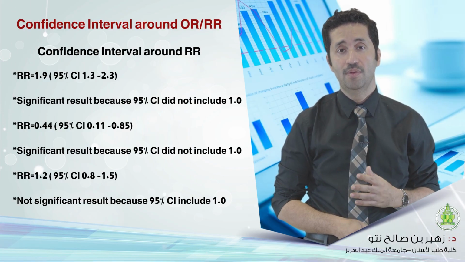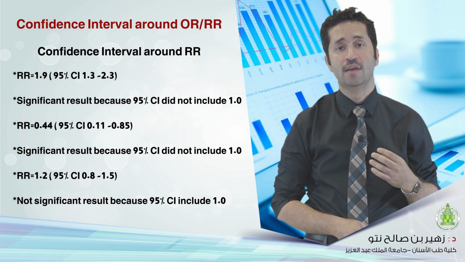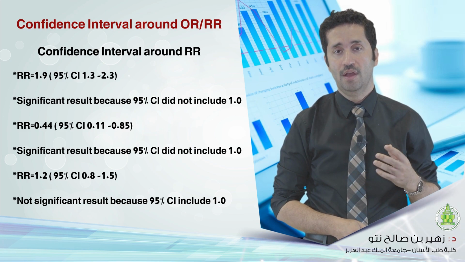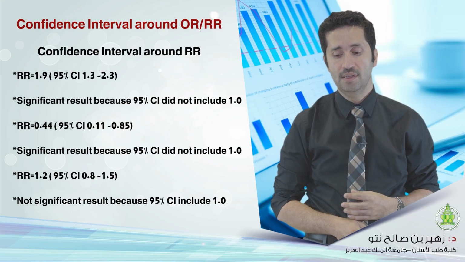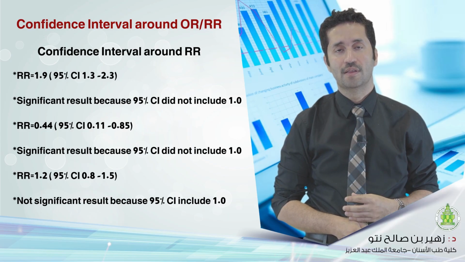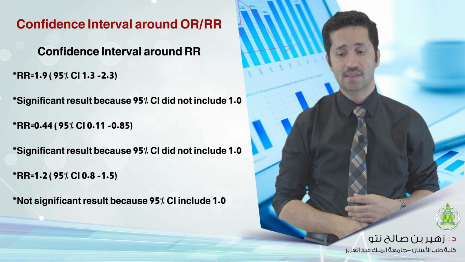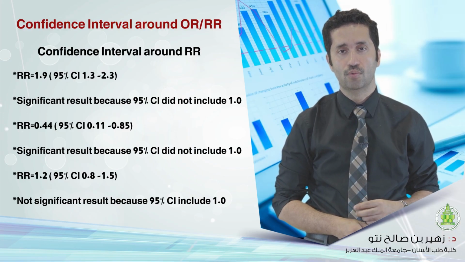In the second example, the first group is lower compared with the second group by 56%. And the result is statistically significant. In the third example, the first group is higher than the second group by 20%, and the result is not statistically significant because it includes 1.